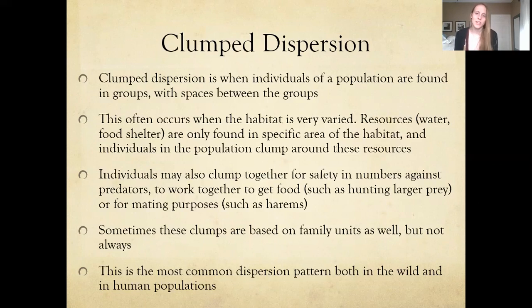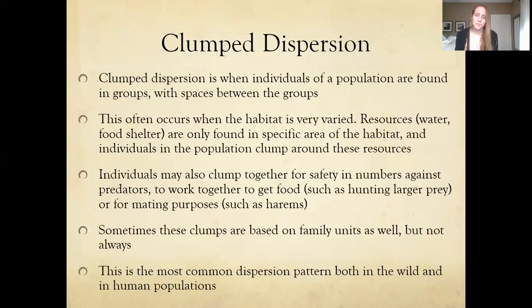In some populations, individuals also clump together for safety in numbers so that they can fight off predators or work together to take down large prey. And we also see this in the formation of harems, where an alpha male will have a large group of females around him.